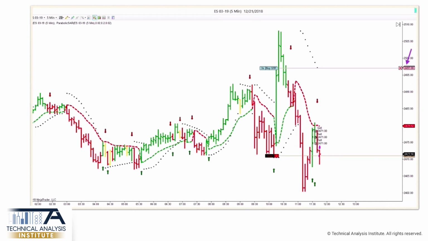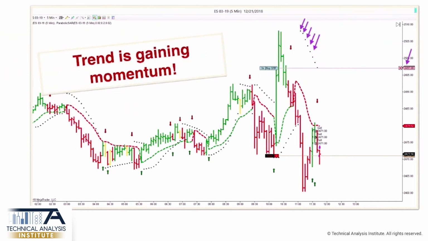I want you to notice that the distance between the dots of the SAR is increasing. The first two dots are closer together, and then they begin to separate more. That's a good sign that the trend is gaining momentum. Just a few more minutes were needed for prices to continue falling. Using the DFTS, it is rare that you have to see prices going against your direction for too long.